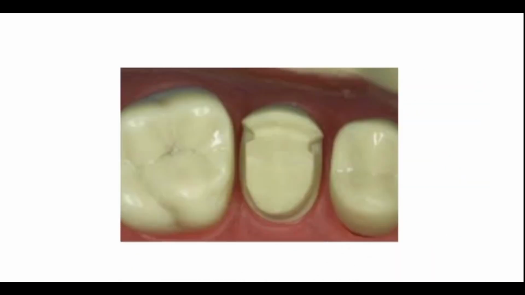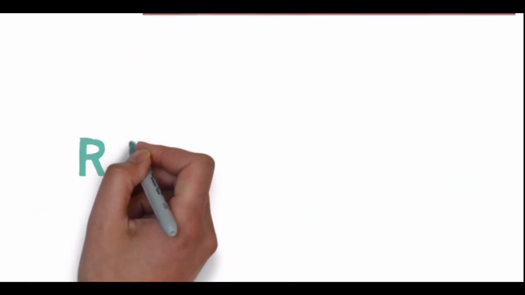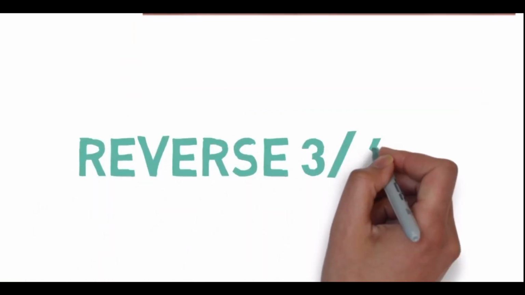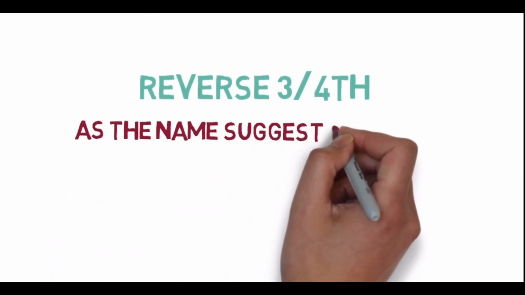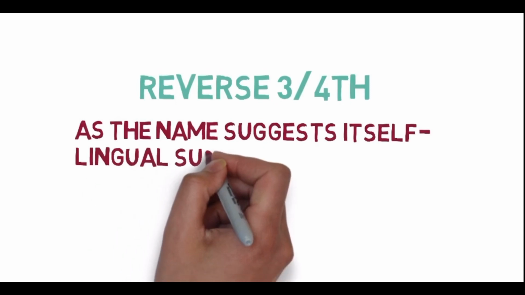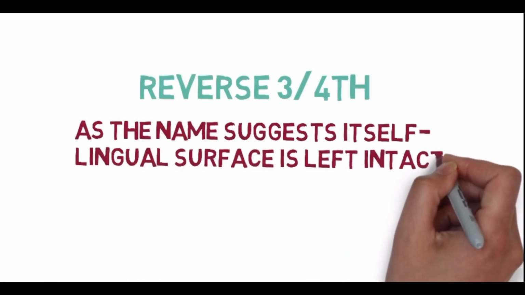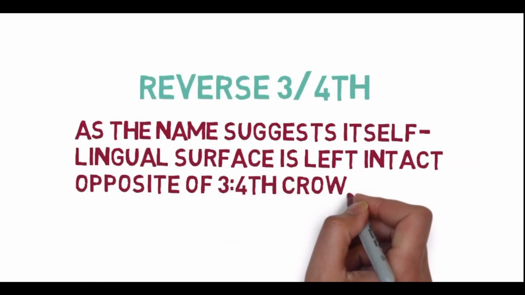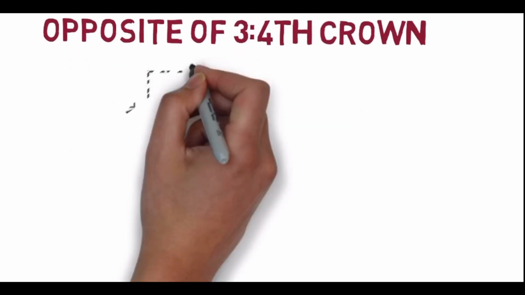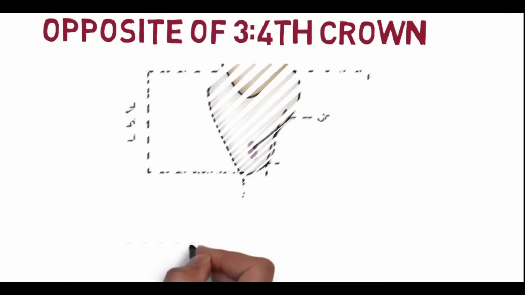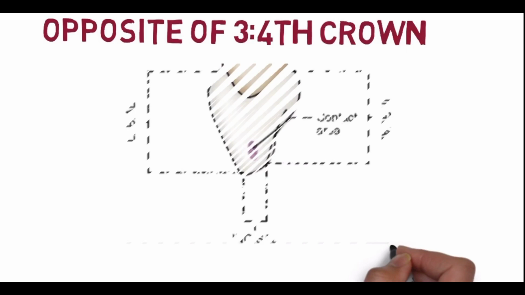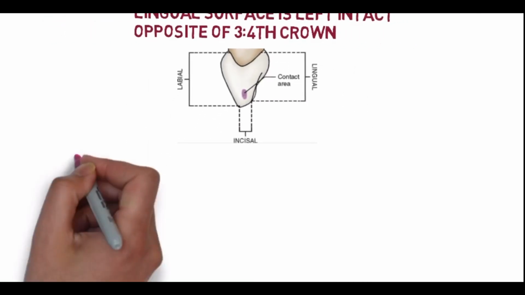Then comes reverse 3/4 crown. Reverse 3/4 crown, as the name suggests, is the reverse of that of 3/4. Here the lingual surface is left intact. It is generally given in cases of severe inclination, mainly indicated with mandibular teeth.